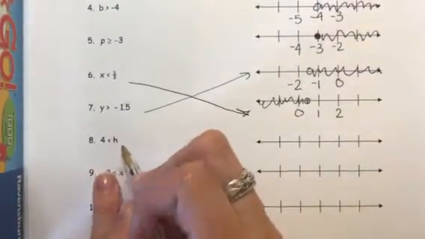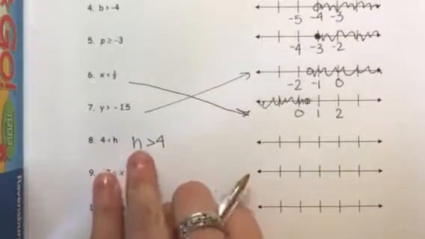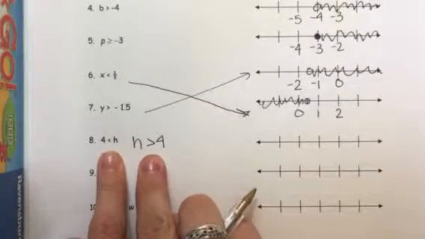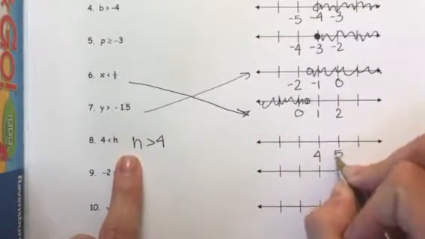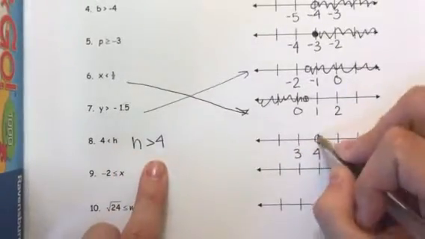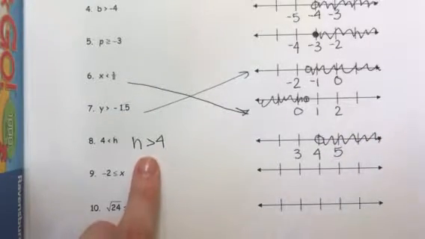8, we need to rewrite with the variable first. So we need h is greater than 4, right? When we flip the order, we also have to flip the direction of the inequality sign. So we'll have 4, 5, and 3. This is going to be an open circle, and we will shade to the right.